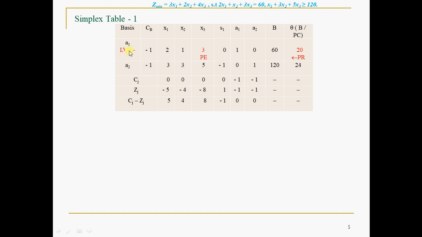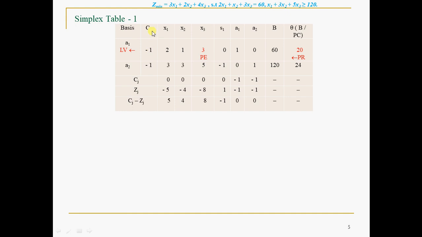Surplus variables you are not supposed to write in the basis, please note, because they will generally have a negative coefficient. CB means the coefficient of the basis; x1, x2, x3 are the variables, then the surplus variable, the artificial variable, and B is the RHS. It's like a template. In the basis column, always write only the slack and artificial variables, not the surplus variables even if you have them. So A1 and A2.